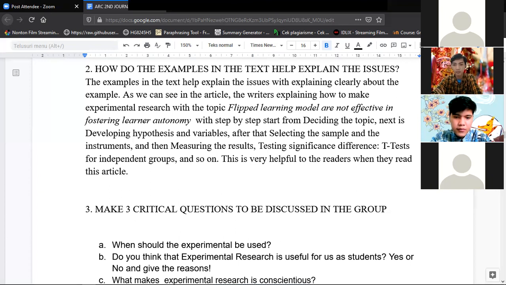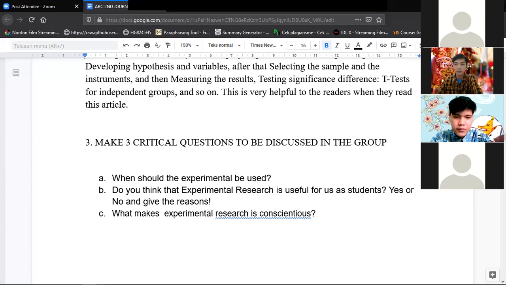And next, the third question is to make critical questions to be discussed in the group. So the first question is, before that, I want to say I'm sorry if my question is a silly question, but I hope that we can discuss it together. When should experimental research be used? How do you think, guys?